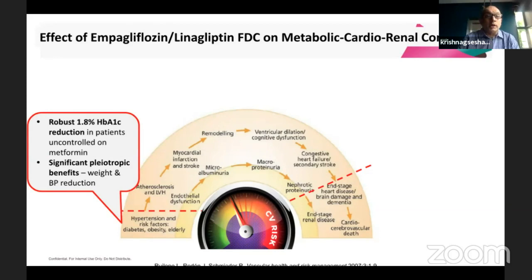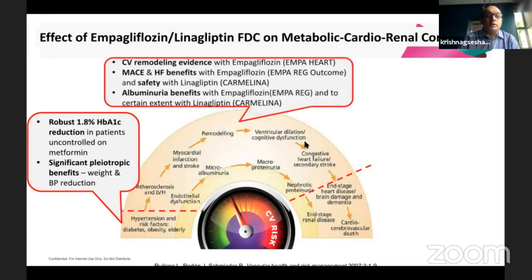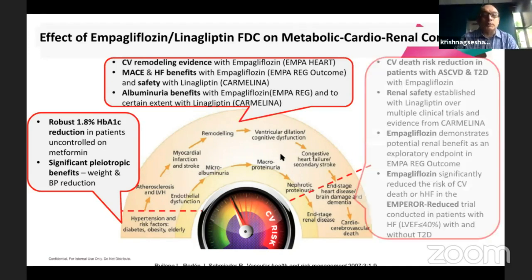A 1.8% reduction in A1C that we saw, reduction in weight and BP, and you will find that there are some mechanistic benefits that you see. In established ASCVD, there is clearly benefit. This person does not have established ASCVD. There is albuminuria benefits, but there is also data to suggest that reduction of albuminuria improves outcomes.